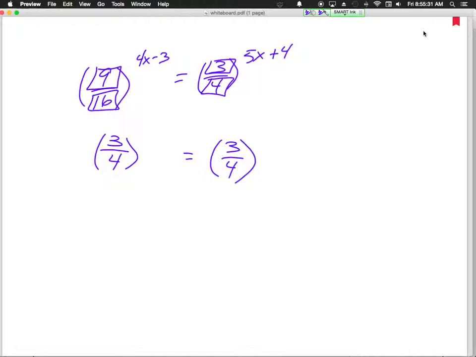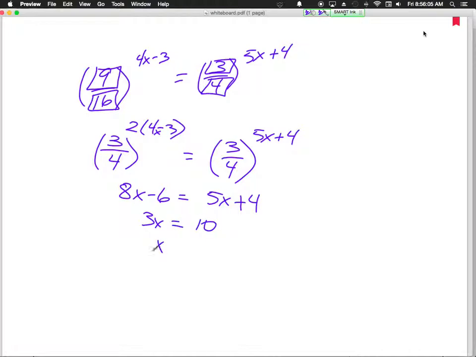So then I ask myself, 3 to what power gives me 9? 2. So that means this is 2 and 4x minus 3. This over here stayed the same, so my exponent stays 5x plus 4. So my bases are equal, which means the exponents have to be equal. So that gives me 8x minus 6 equals 5x plus 4. Subtract the 5x gives me 3x. Add the 6 gives me 10. So that means x has to be 10/3.